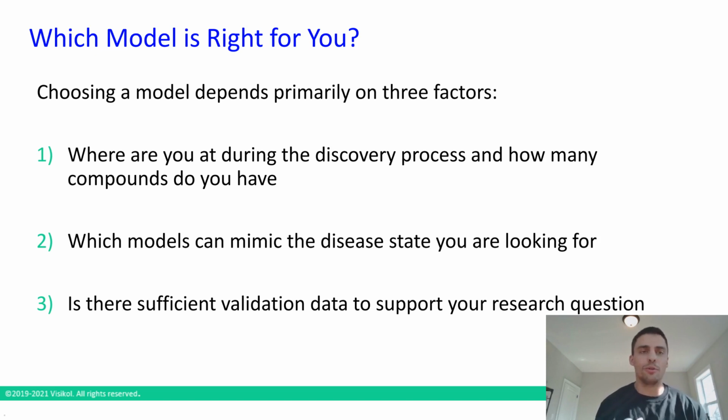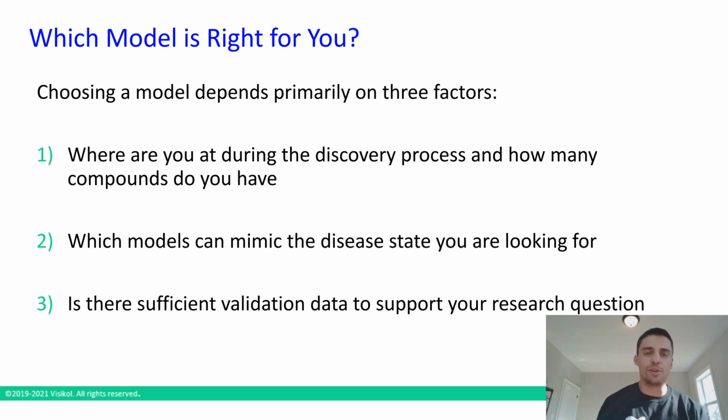So for us, when we're looking at a model, and when any researcher is looking at a model, the first question we always ask is, where are you at during the discovery process, and how many compounds do you have? If you have lots and lots of compounds, you want high throughput, you probably want lower cost per N. And while relevancy is important and you always want to have as much relevancy as possible, perhaps you don't need an extremely relevant model and you can get by with a more simplistic system, perhaps a 2D cell culture model of just one singular cell type instead of a 3D model or a tissue slice model.